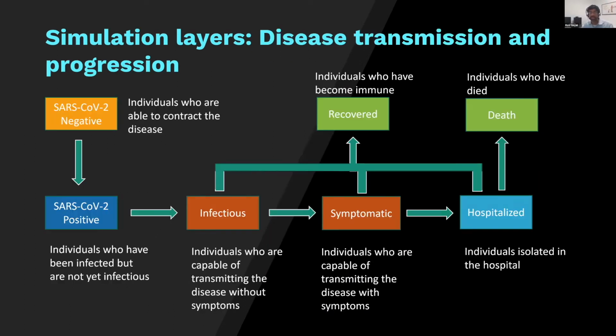And then in terms of the next layer, which is disease transmission and progression, the model simulates individuals' progression through 7 stages of COVID-19 infection. So people start with being negative, and then the next stage is the incubation period. And somebody can become infectious but asymptomatic, and then move to being symptomatic, or they can recover. And those that are symptomatic can end up in the hospital or die or recover.